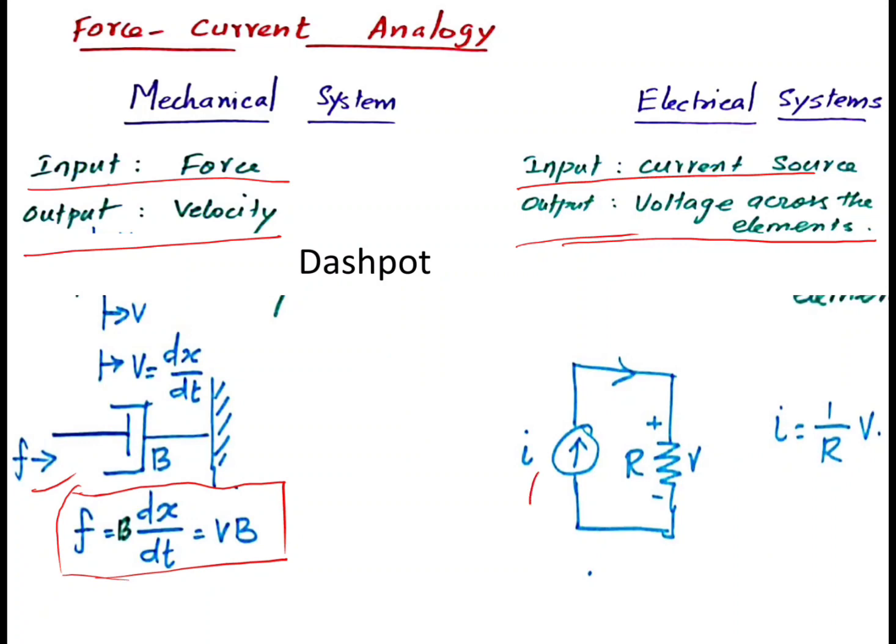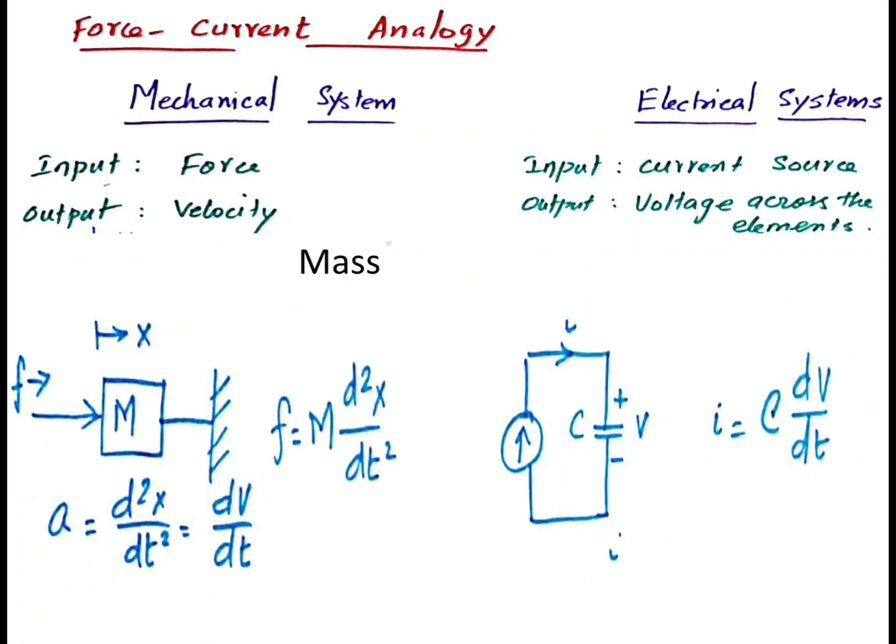A current source is connected with the resistance. Now the voltage across the resistor is V. Relating them, I is equal to 1 by R into V. At the same time, the mass element is equivalent to a capacitor. In the force-voltage analogy, the mass element is equivalent to inductance. In the force-current analogy, the mass element is equivalent to a capacitor.